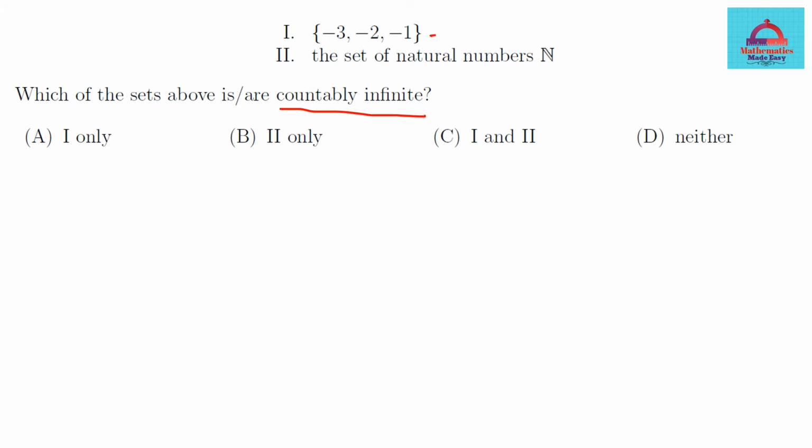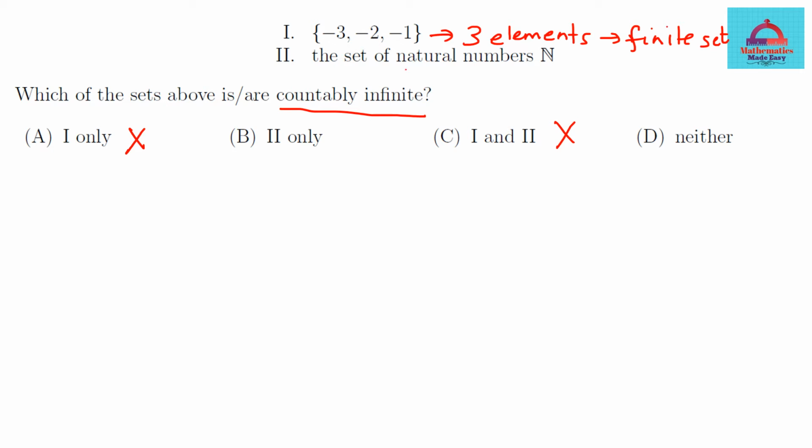Okay, so let's look at the sets one by one. For set 1, how many elements are there? I want you to count 3 elements. So you can count them. So this is going to be a finite set. So definitely set 1 cannot be the answer. So this crosses, this crosses. A and C cannot be your option.